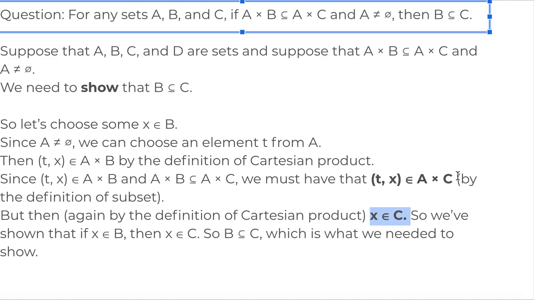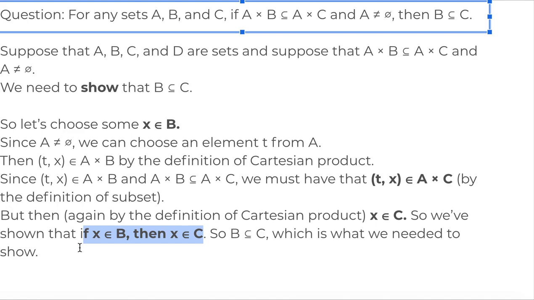Since t comma x belongs to A cross C and t belongs to A, x will have to belong to the set C. So we started with an element from B and we ended up proving that every element in B would belong to the set C, right? So if x belongs to B, then x belongs to C. All the elements of B would also belong to C, and hence B is a subset of C, right?